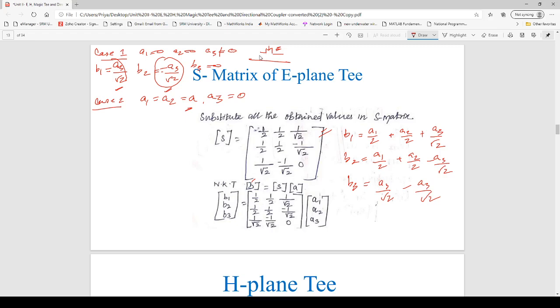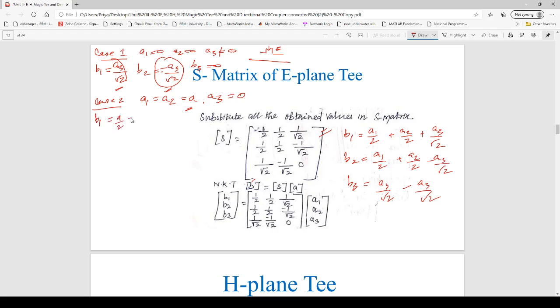What will happen at port 3? So it will take the difference, right? A minus A, and that will be equal to 0 here. That is why your E plane is called a difference arm, right? We will see whether it is satisfying that property. So substitute these three in the equation and find out what B1, B2 and B3 are.